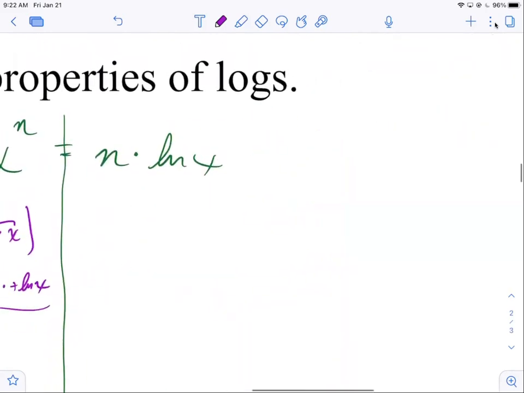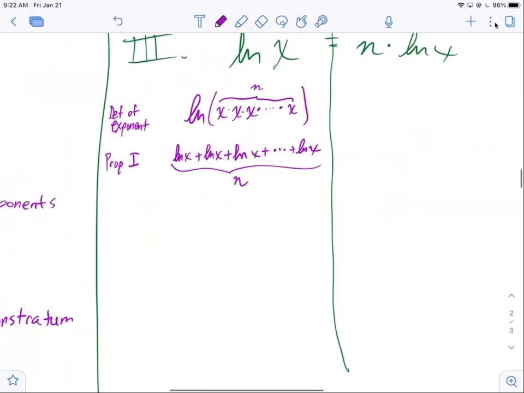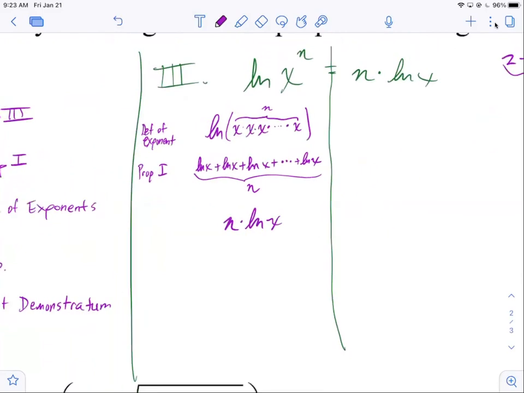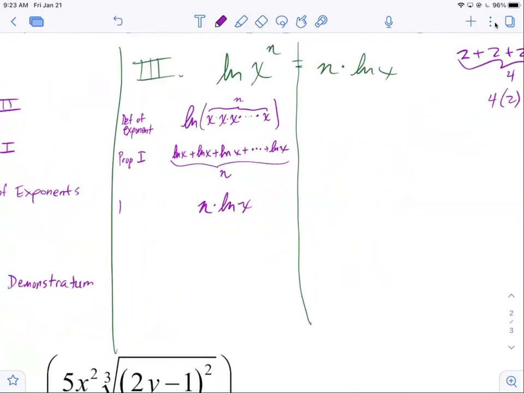So in other words, off to the side here, 2 plus 2 plus 2 plus 2, since we have 4 of them, we have multiple 2s. We can just call that 4 times 2, right? Multiplication is abbreviated addition, multiple times. So yes, we can write this as n times the natural log of x. And is that the same as the right side now? This is the definition of multiplication. It's the same, right?